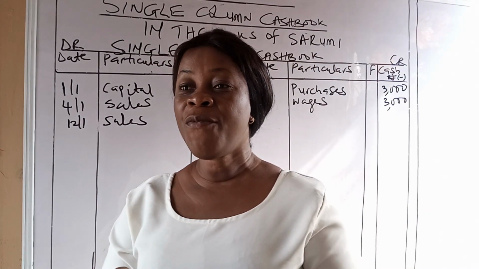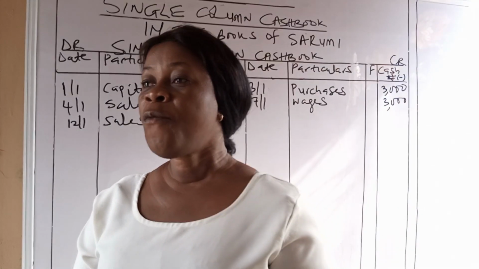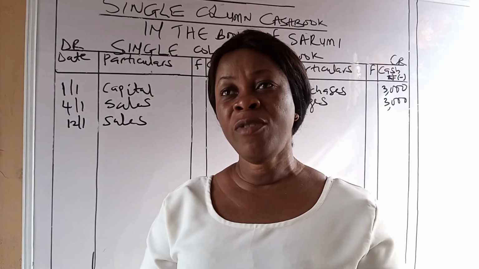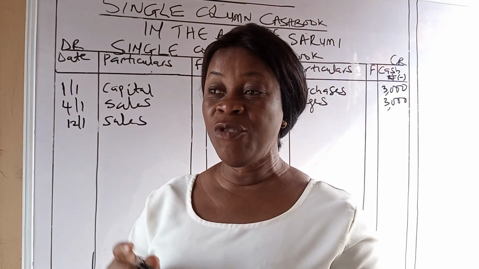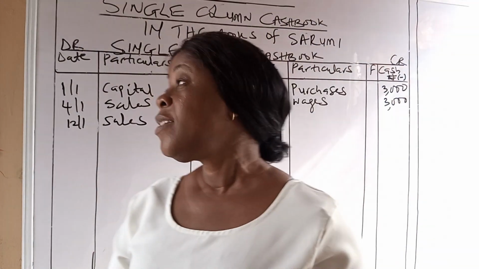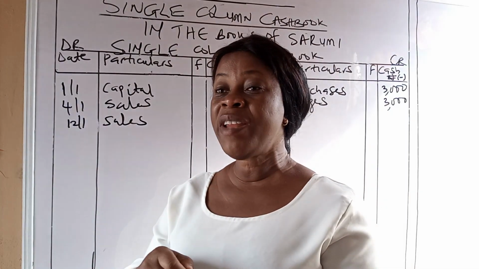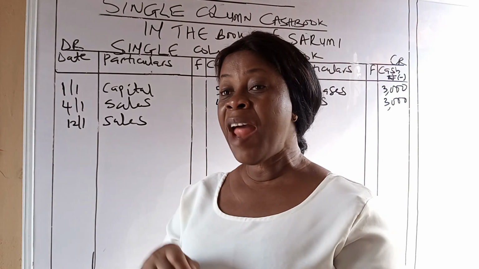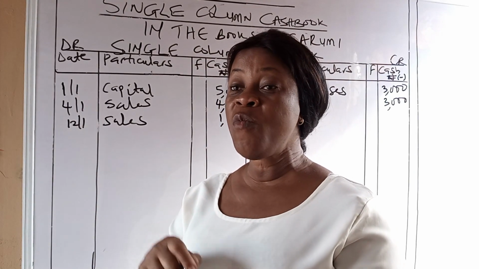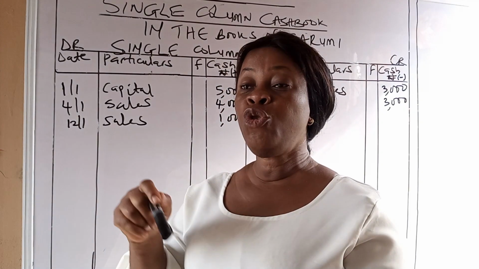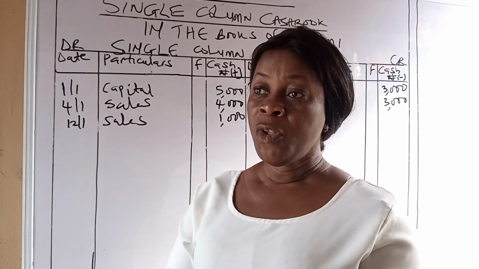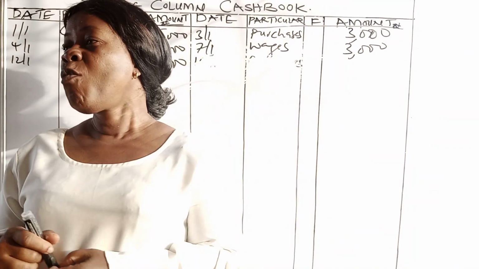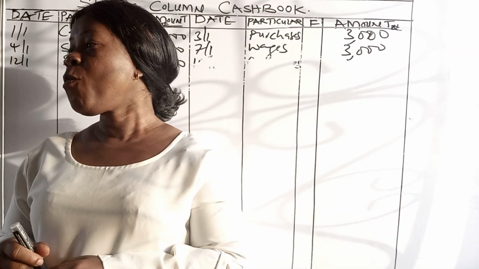Now January 14, bought goods worth 5,000 naira from Bolaji and Co. Limited on credit. It's worthy of note that it is only cash transactions that are recorded in the cash book. Any transaction that involves buying goods on credit, the subsidiary book of accounts where such transaction will be recorded is the purchases journal or purchases day book.